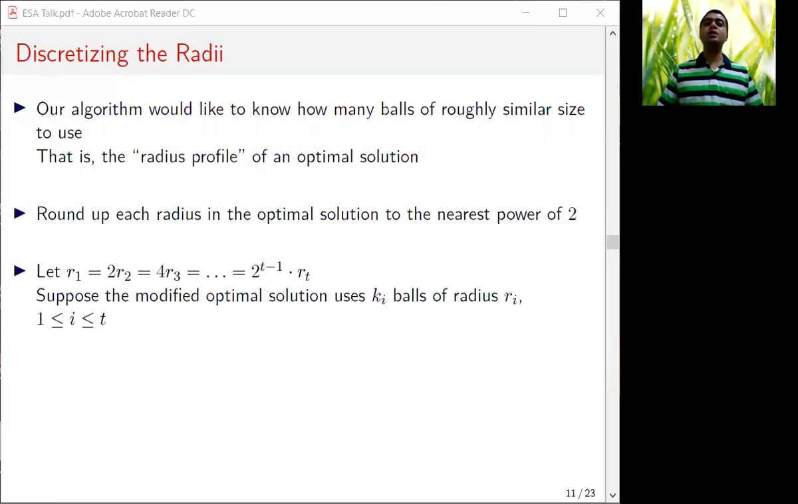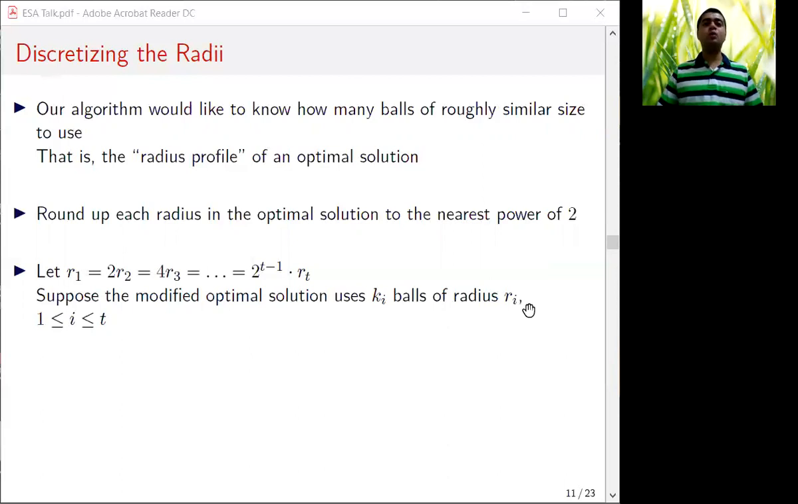So now consider the balls in the optimal solution. And let's say we round up every radius to the nearest power of 2. So this increases the cost of the solution by at most a factor of 2. But more importantly, it has the effect of discretizing the radii. So let's say R1 is the largest radius, and let's say optimal uses K1 balls of this radius R1. Then let's say the next largest radius is R2, which is like half of R1. And let's say optimal uses K2 balls here, and so on. So let's say there are T classes of radii.